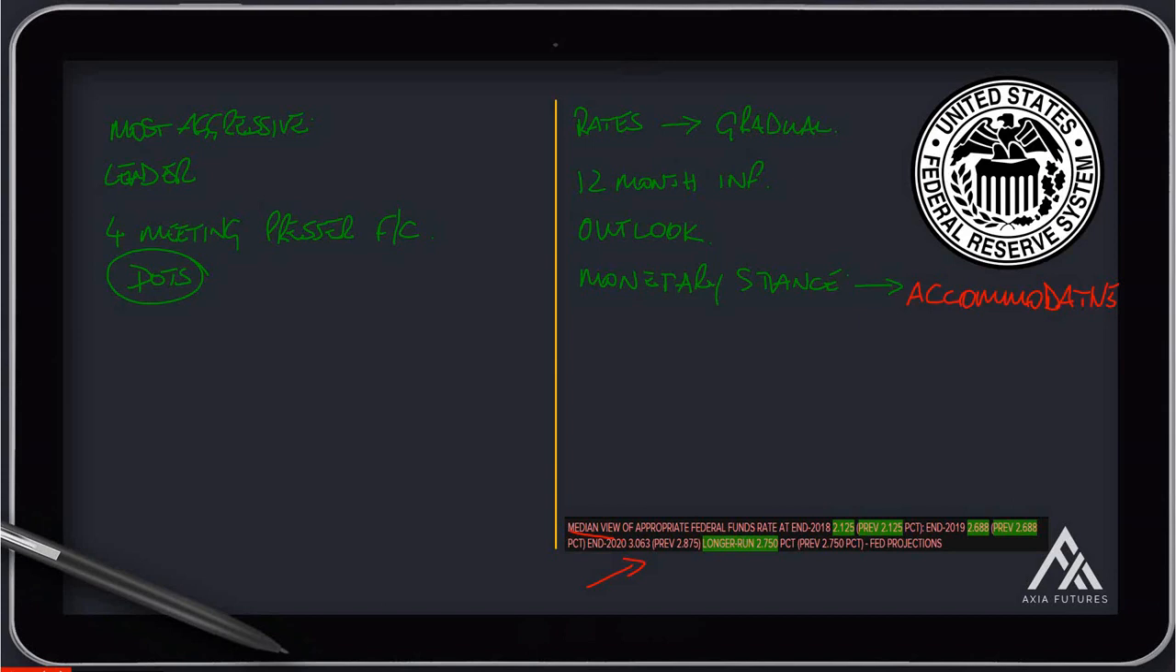The Fed has a big focus on the Phillips curve. So make sure you understand what the Phillips curve is. It's the relationship between inflation and unemployment in the short term.